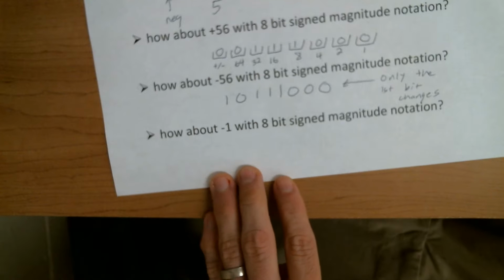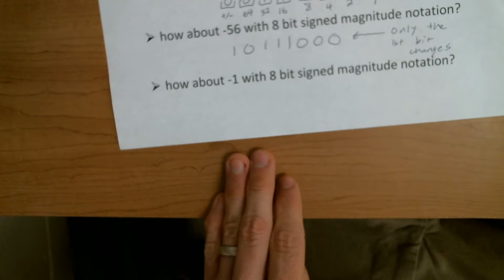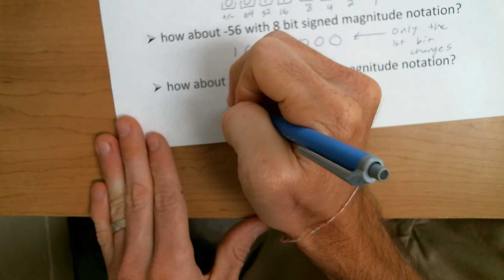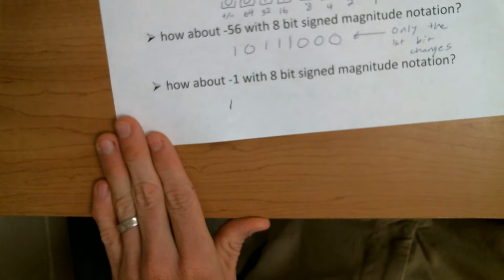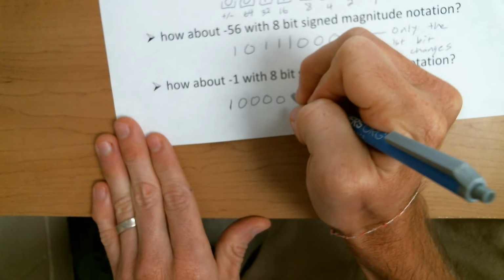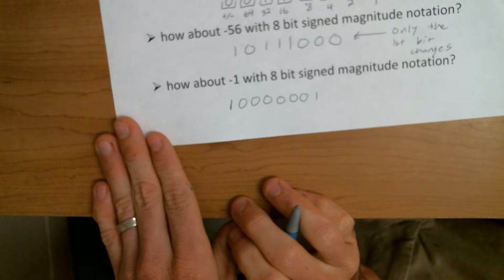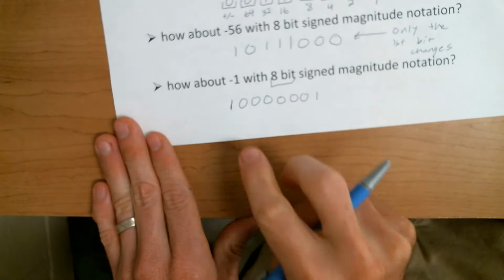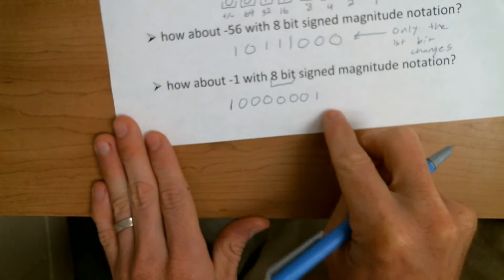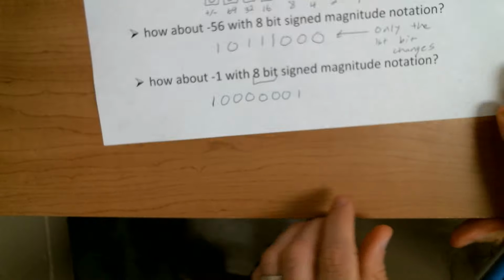And then how about -1 with 8-bit sign magnitude notation? Well, if it's negative, we know that the first digit has to be 1. That's our sign bit. And then 1 just means we're going to have a bunch of zeros: 1, 2, 3, 4, 5, 6. And then the last digit will be our 1. So that's 8 bits, or 1 byte: 1, 2, 3, 4, 5, 6, 7, 8. Pretty straightforward. You just have to remember that the first bit is going to be your sign bit.